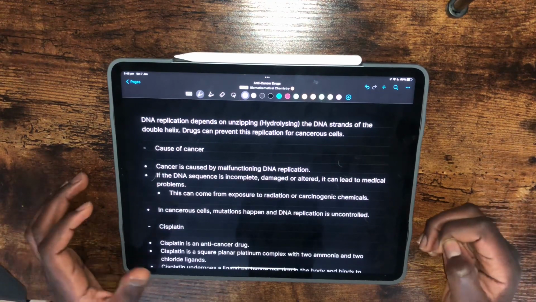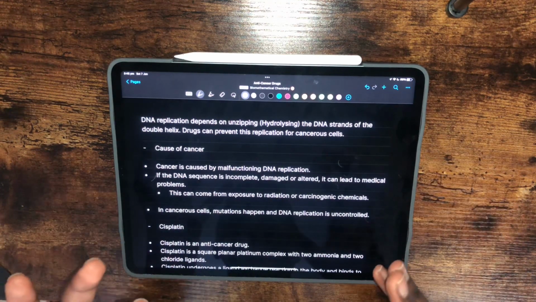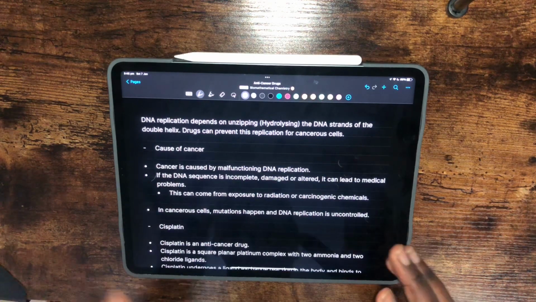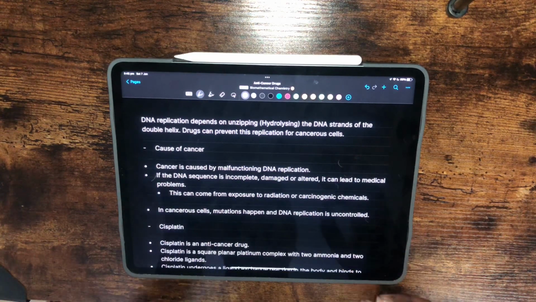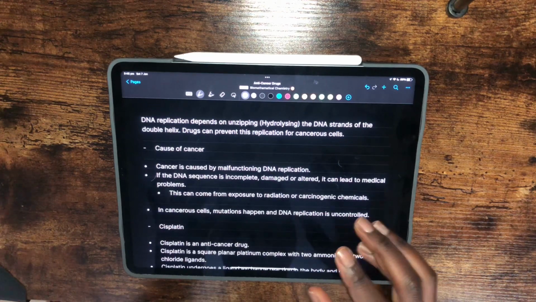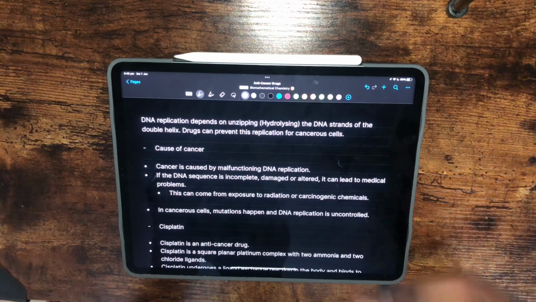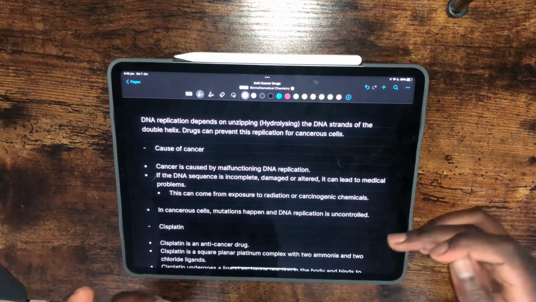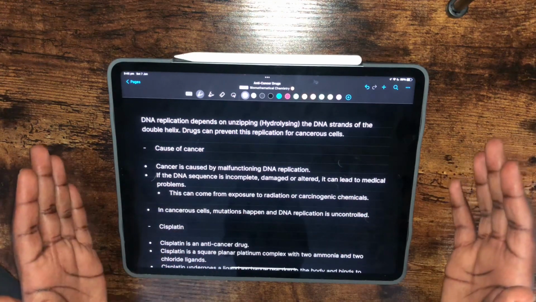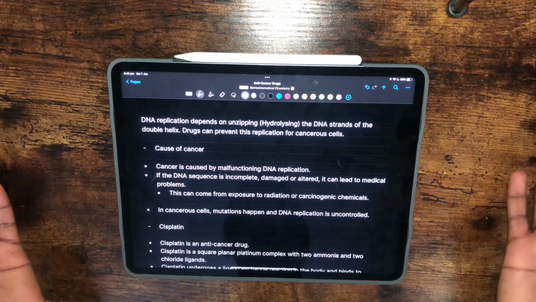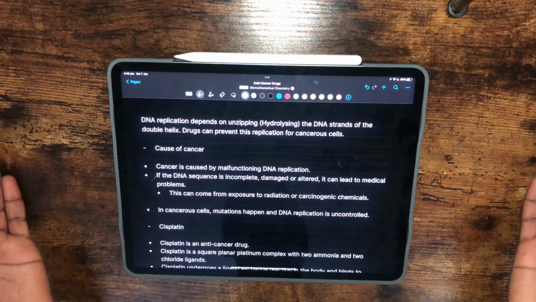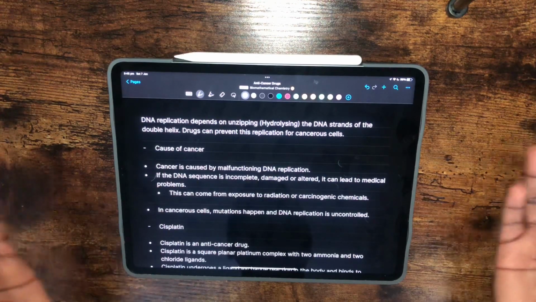Changes in the DNA can actually affect the cell's purpose first of all, and it can also lead to uncontrolled cell division. That is what cancer cells are: cells that undergo uncontrolled cell division, or uncontrollably divide.